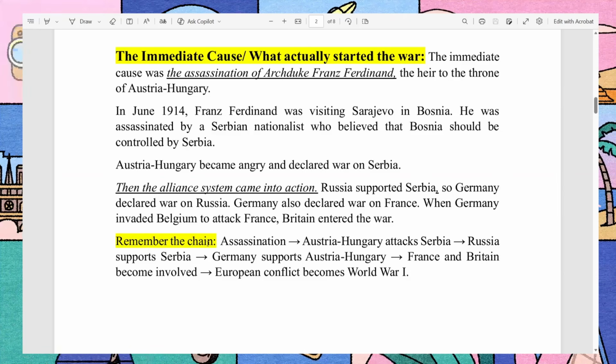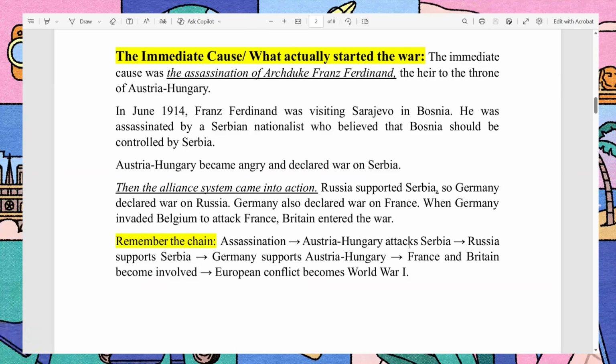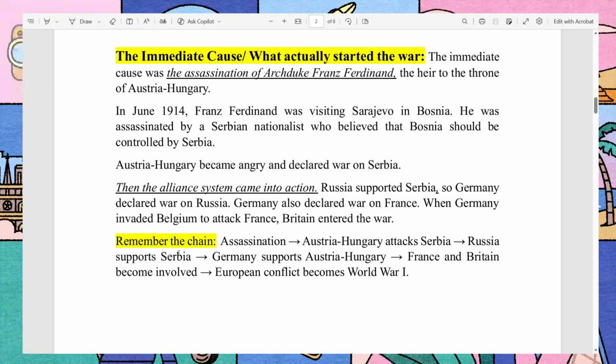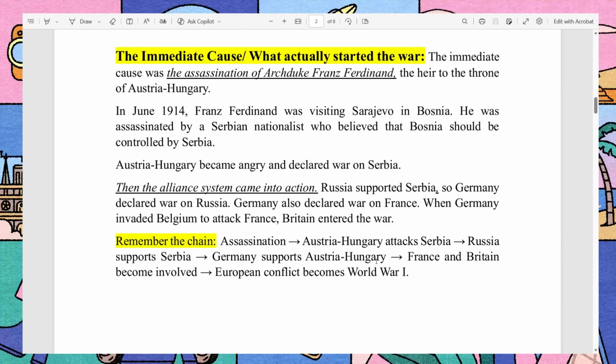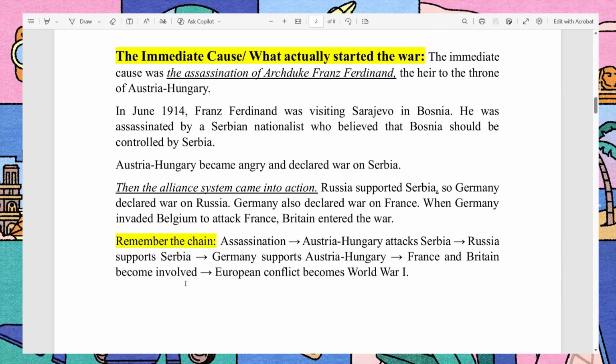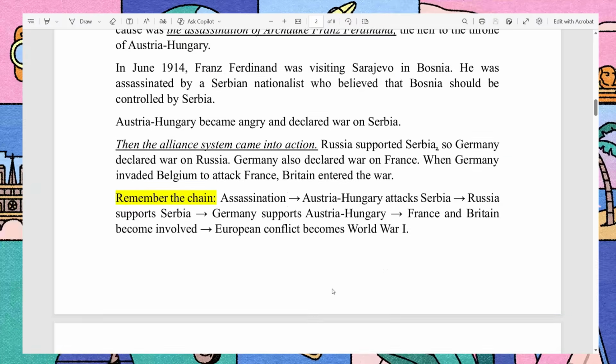Let us now remember the chain of events. First, the assassination of Franz Ferdinand took place, then Austria-Hungary attacked Serbia, then Russia supported Serbia, which led to Germany's support of Austria-Hungary, and then France and Britain became involved. Thus, the European conflict became World War One.